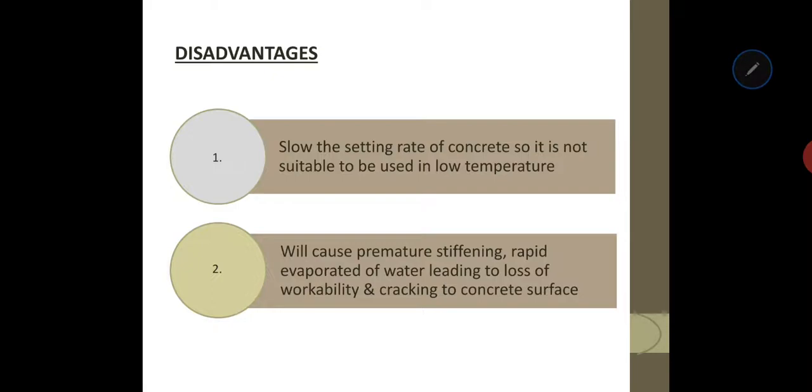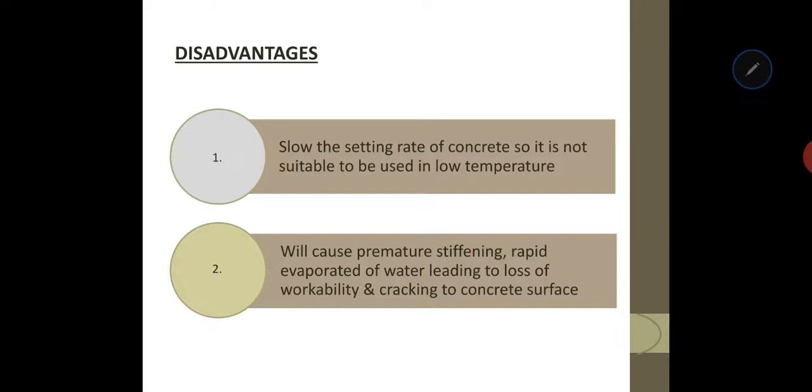For the advantages of retarder, these are the advantages. Number one, slowing the setting time of concrete, so it is not suitable to be used in low temperature. It will cause premature stiffening, rapid evaporation of water, leading to loss of workability and cracking to the concrete surface.